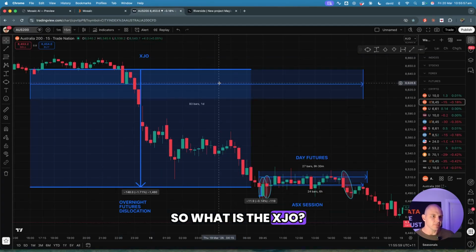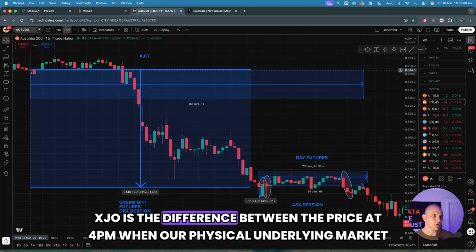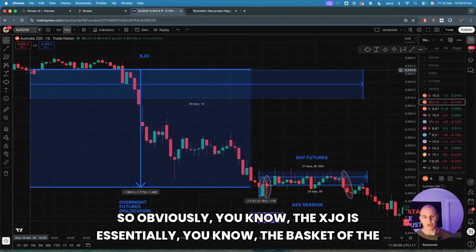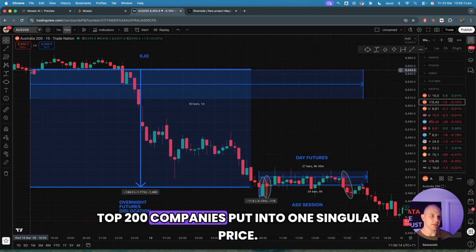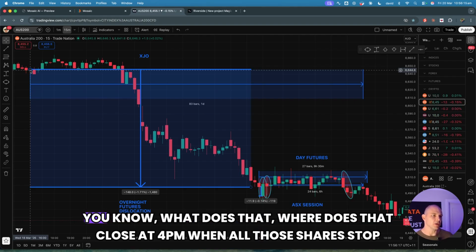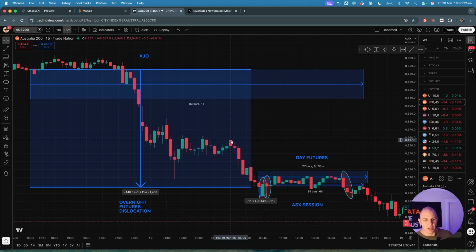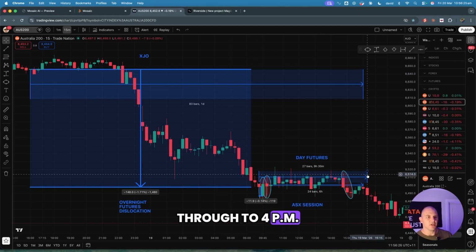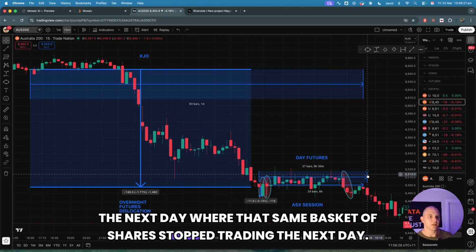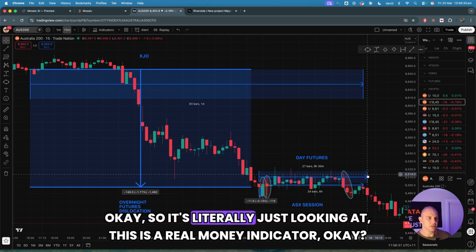So what is the XJO? XJO is the difference between the price at 4 p.m. when our physical underlying market closed. So obviously, the XJO is essentially the basket of the top 200 companies put into one singular price. Where does that close at 4 p.m. when all those shares stop trading? Okay, that's the price here, through to 4 p.m. the next day, where that same basket of shares stop trading the next day. Okay, so it's literally just looking at, this is a real money indicator.